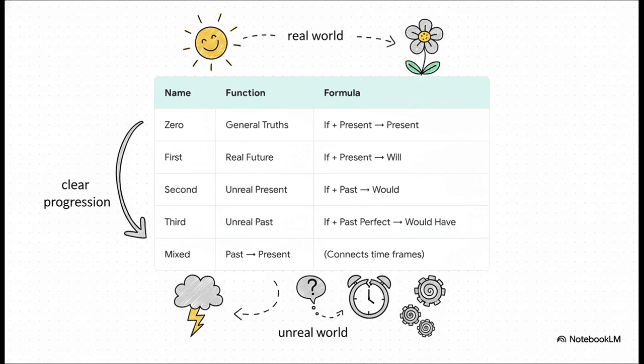We've got the zero conditional for pure facts, then the first for real possibilities in the future. After that, we jump into the imaginary world, the second for our present dreams, the third for our past regrets, and finally, the mixed for connecting that past to our present. You can really see the progression, can't you? The zero and first deal with the real world. The second, third, and mixed, that's the unreal world. It's actually a pretty beautiful system when you see it all laid out like this.